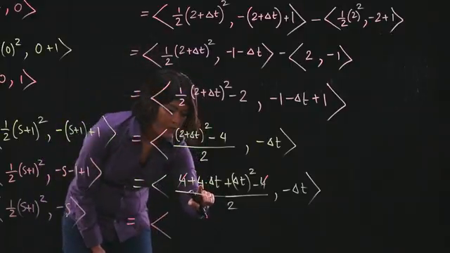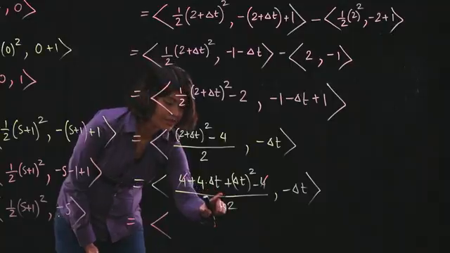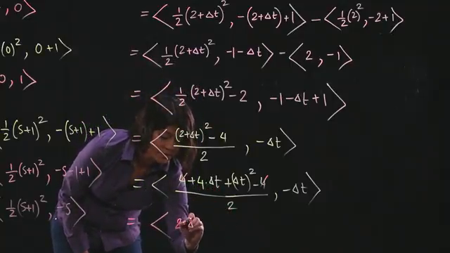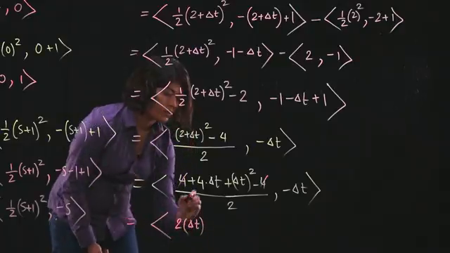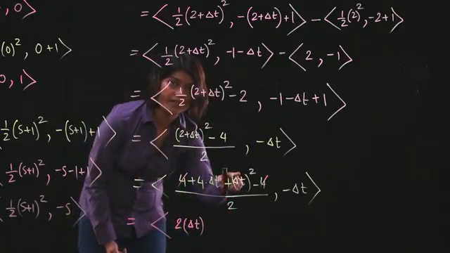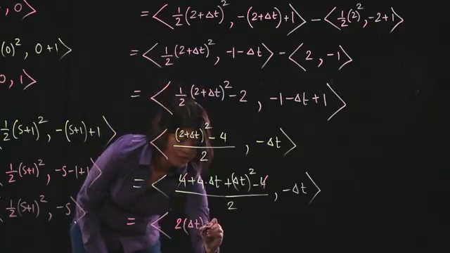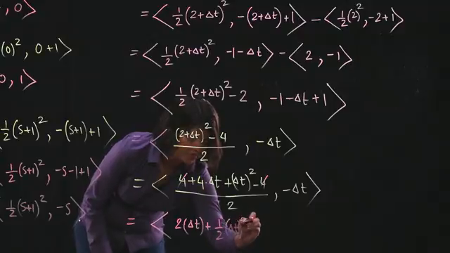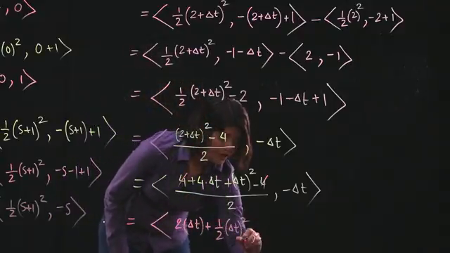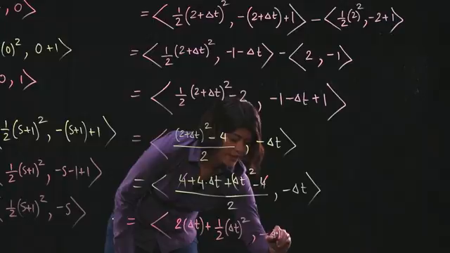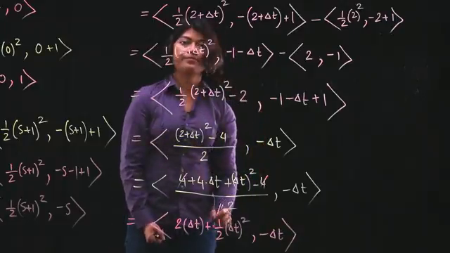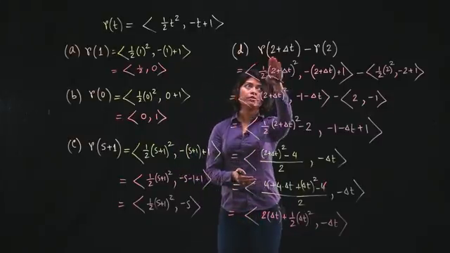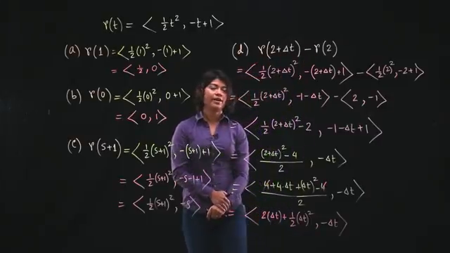See, the first term, we have 4 times delta t. You can divide that by 2 to get 2 times delta t. And the second term is just delta t square divided by 2. This is plus 1/2 delta t square. And the second component is just negative of delta t. So this is the final expression for r of 2 plus delta t minus r of 2.